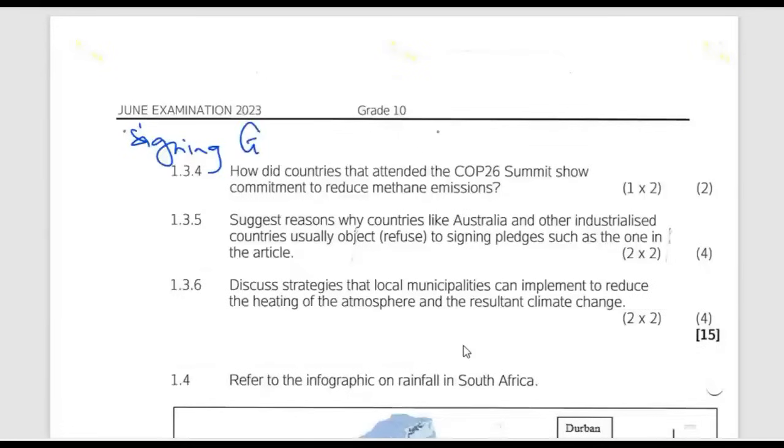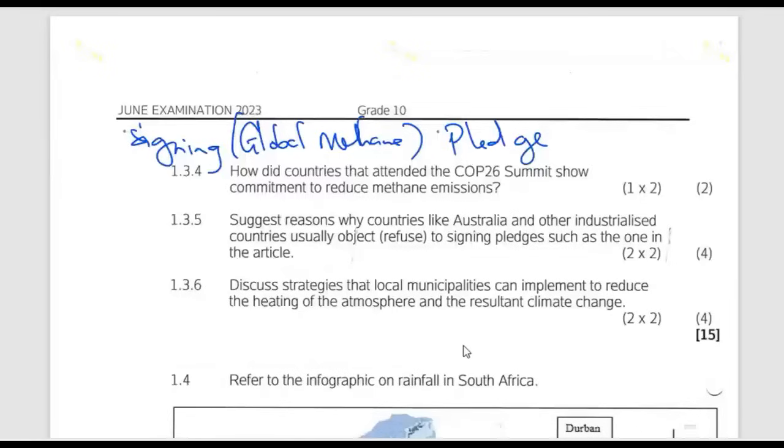the global methane pledge. By signing a pledge, again, we are acknowledging that we are going to follow the principles of whatever we have agreed upon. We are going to be guided by the principles of what we have agreed upon. So the countries that signed the pledge showed their commitment to the reduction of the methane levels that they release because of the different activities that happen.